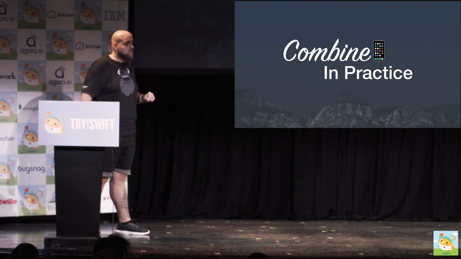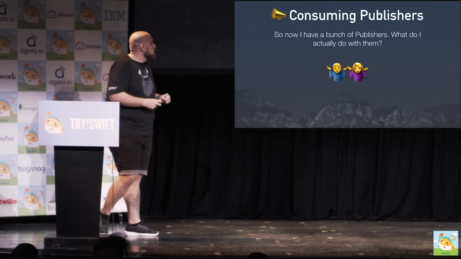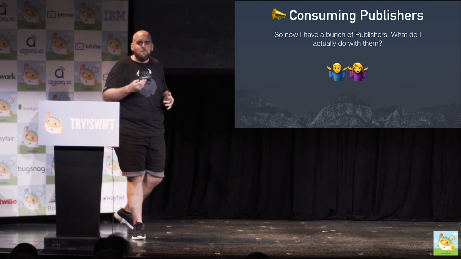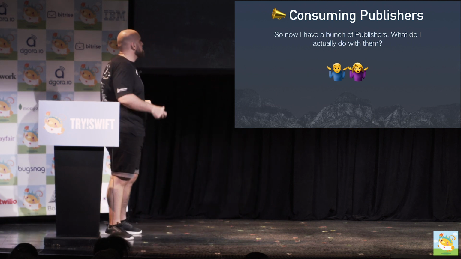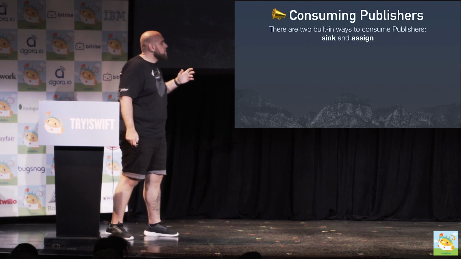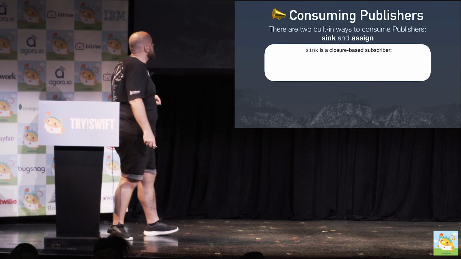So let's talk about some combining practice. So we have all of these publishers. Great. What do we actually do with them? How do we get values off of them to use them? So there are two built-in ways to consume publishers in Combine: sink and assign.